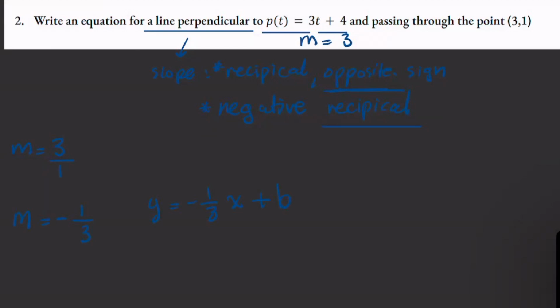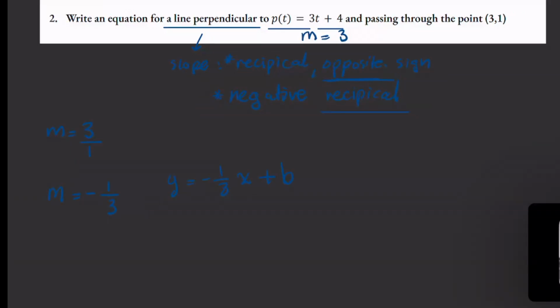No matter if it's a perpendicular or a parallel line, they're both going to have a different y-intercept. So here to find my b, I am given that the perpendicular line passes through (3, 1). So x and y: y here is 1, and x is 3. Solving for b, b is equal to 2. So my line is y equals negative 1/3 x plus 2.